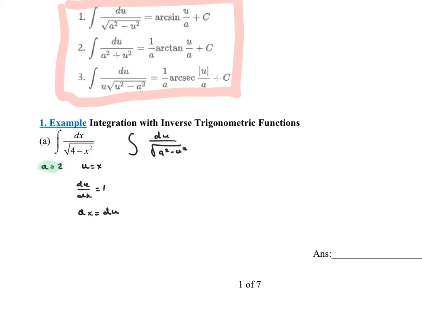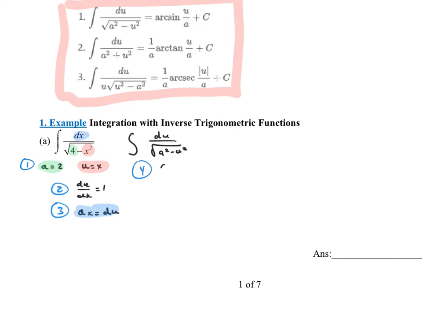We need to substitute in for a, we need to substitute in for u, and we need to substitute in for dx. Sorry, I should use my regular colors that I've been using the whole time. U was red. So when we rewrite these, this was step 1, identify u, except now step 1 is identify u and a. Step 2 is take the derivative of u with respect to x. Step 3 would be solve for dx. So step 4 would be rewrite the integral in terms of u's and a's.